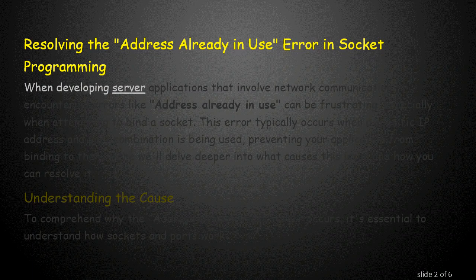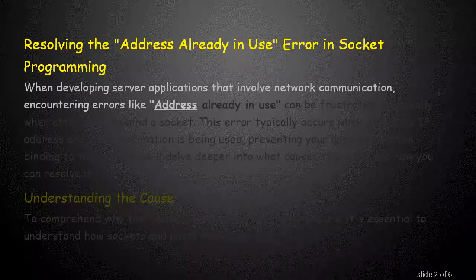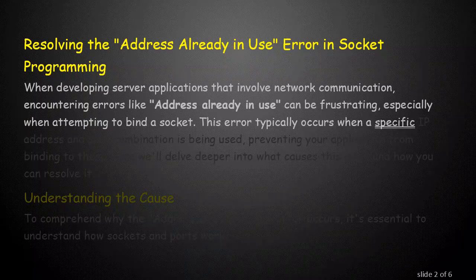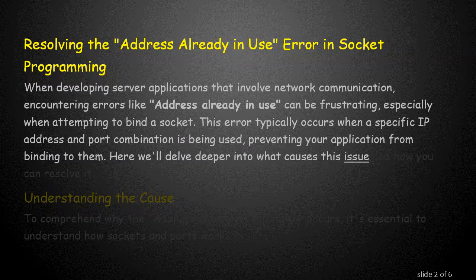When developing server applications that involve network communication, encountering errors like address already in use can be frustrating, especially when attempting to bind a socket. This error typically occurs when a specific IP address and port combination is being used, preventing your application from binding to them. Here we'll delve deeper into what causes this issue and how you can resolve it.